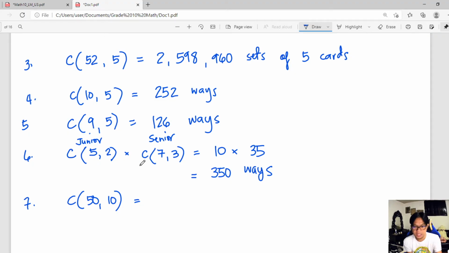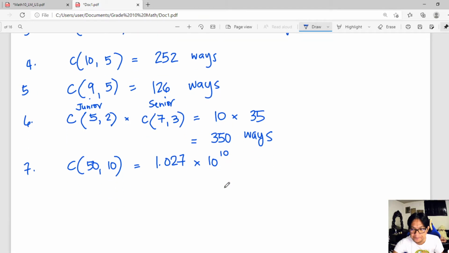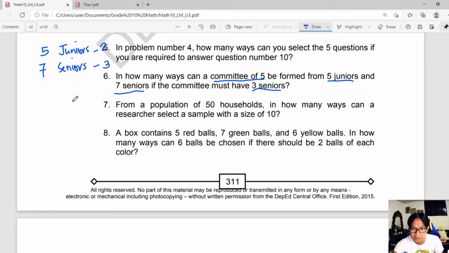So, the answer is, ininag ka siya sa calculator. So, exponential form na siya. So, that is 1.027 times 10 raised to the 10 power. Yan. So, masyadong malaki yung ways or yung population.